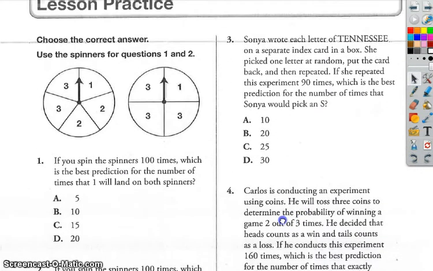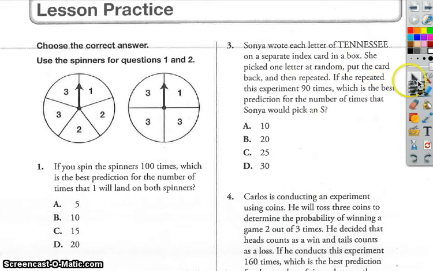And then number 3, Sonia wrote each letter of Tennessee on a separate index card in a box. She picked one letter at random, put the card back, and then repeated. If she repeated this experiment 90 times, what's the best prediction for the number of times that Sonia would pick an S? So we've got 2 S's out of 1, 2, 3, 4, 5, 6, 7, 8, 9 letters in Tennessee. So 2 S's out of 9 letters.